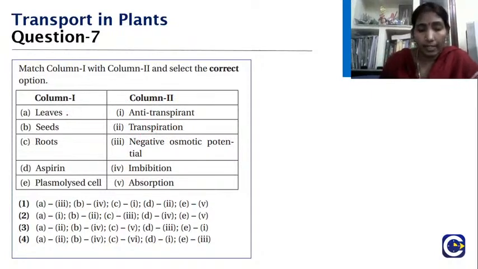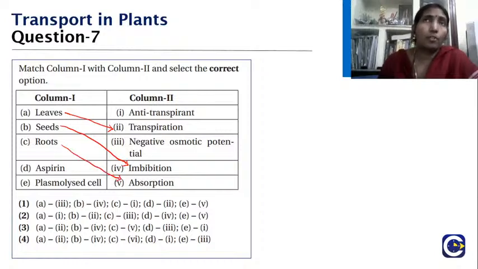Once we see leaves, immediately we will think of transpiration. Yes, the leaves have the capability where the water will get lost from the leaf surface. What about the seeds? Yes, there is a process we call imbibition, where it will just imbibe the materials into it. What about the root? The roots are meant for the absorption of minerals and water from the soil.